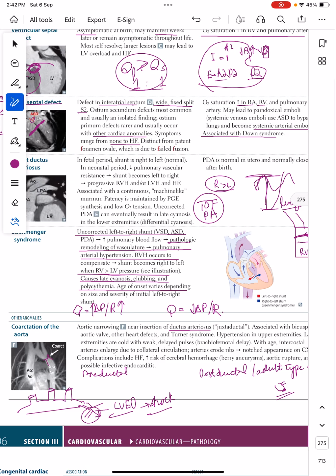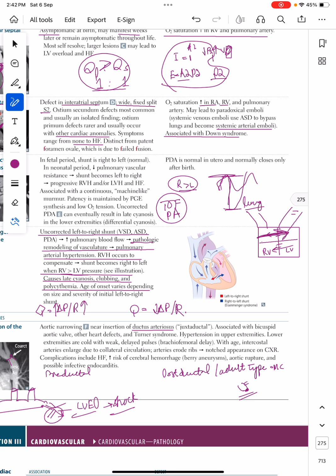This type of disease is associated with Turner syndrome, in which there is a webbed neck and XO chromosomes, and there is hypertension in the upper extremities. The lower extremities are cold and weak, and there are delayed pulses, a brachiofemoral delay. This is very important. With age, the intercostal arteries enlarge and collateral circulation develops. Due to this collateral circulation, on the X-ray there will be notching of the inferior borders of the ribs like this. So a notched appearance on the chest X-ray.